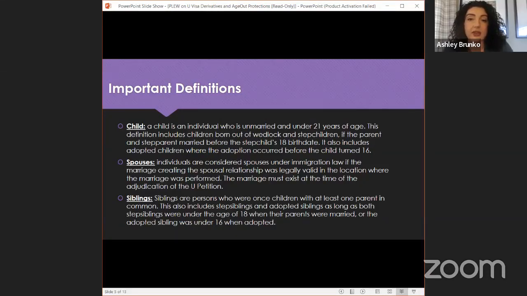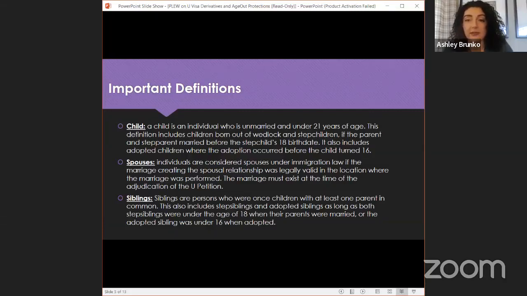This includes children that are born outside of a marriage and stepchildren. In order for a stepchild to qualify as a derivative, the parent and step-parent must have been married before the child's 18th birthday. The INA's definition of child also includes adopted children, so long as the adoption occurred before the child turned 16.